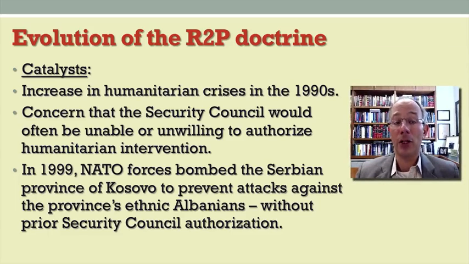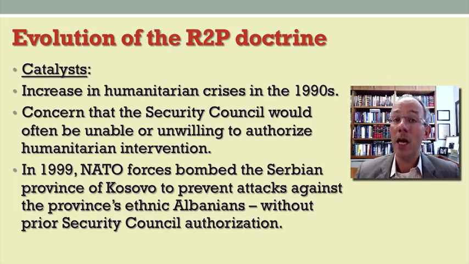Well, some of the catalysts included, as mentioned in the previous lecture, an increase in humanitarian interventions in the 1990s after the end of the Cold War, and a concern that the Security Council might be either unable or unwilling to authorize such interventions when they were needed. This concern came to a head in 1999 when the North Atlantic Treaty Organization bombed Serbian forces in the Serbian province of Kosovo to prevent widespread human rights abuses threatened against the province's ethnic Albanians.